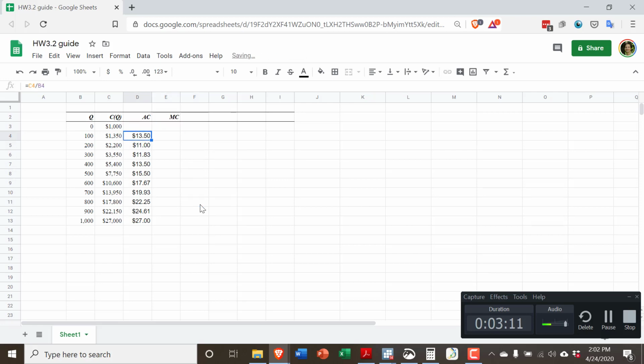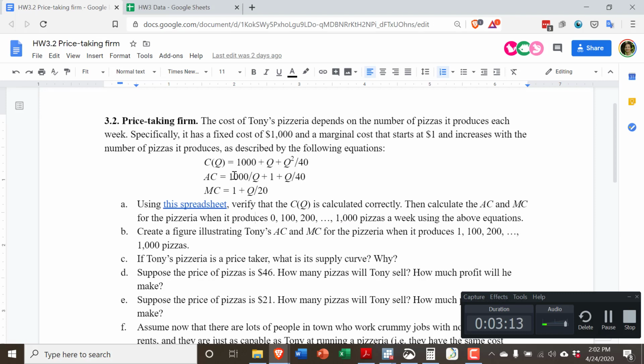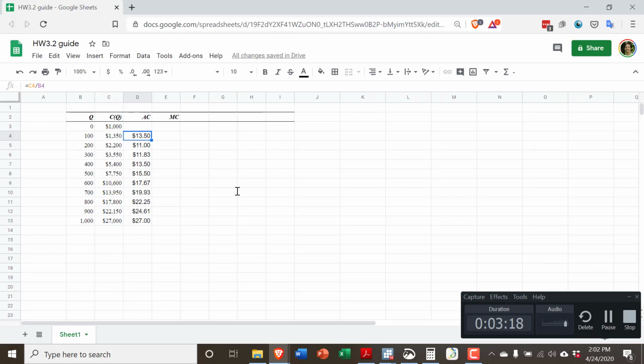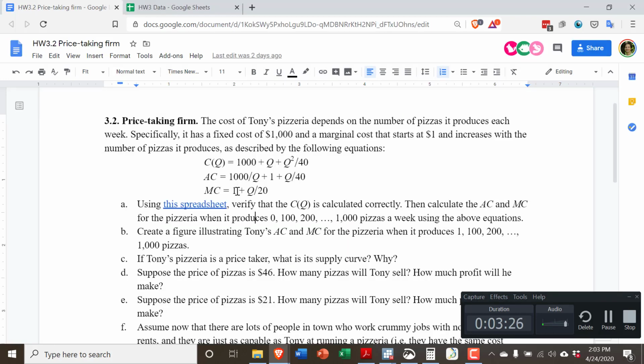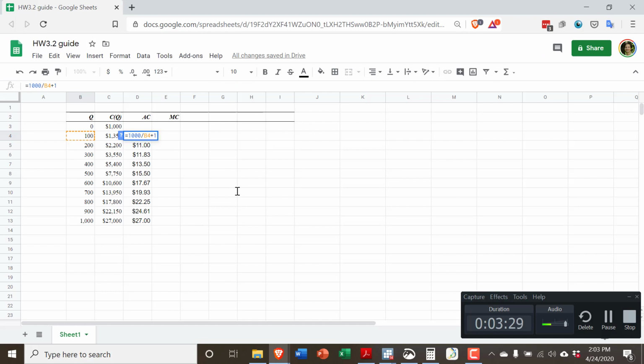Alternatively, you could just use the equation that I give you, that tells you the average cost is 1,000 divided by Q plus 1 plus Q divided by 40. You could say this equals 1,000 divided by Q plus 1 plus Q divided by 40, right? And if you go through it that way, you should get exactly the same numbers. Well, except for that one.